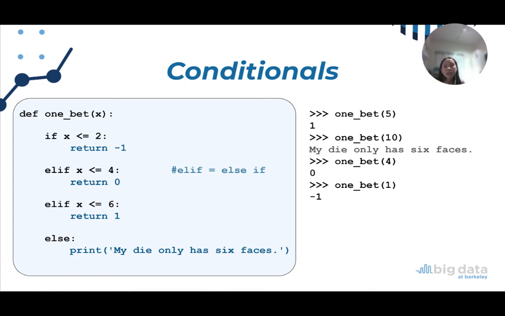If you see on the right, if it's 5 that is plugged in, then it is less than or equal to 6, so we'll return 1. If it's 10, it's greater than 6, so we'll return that my die only has 6 faces. And if it's 1, since 1 is less than or equal to 2, it will return -1. So this is one small example of how conditionals can be used in a function.